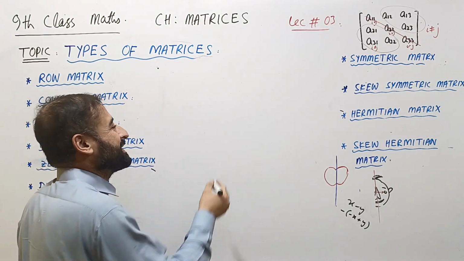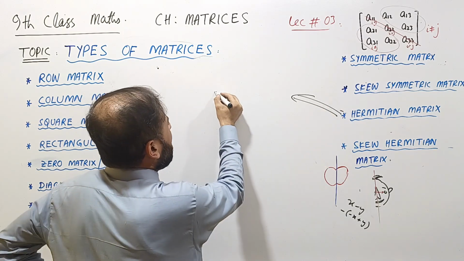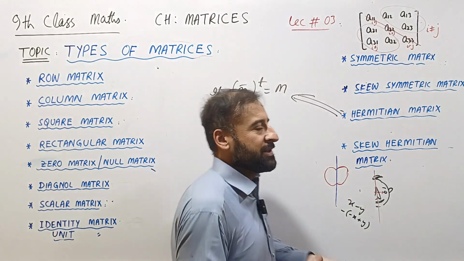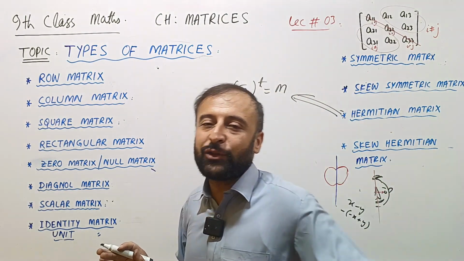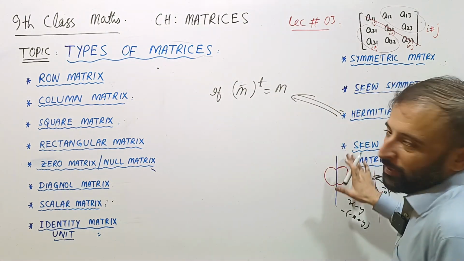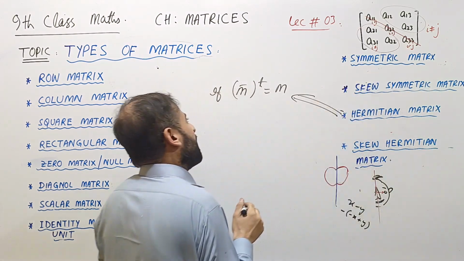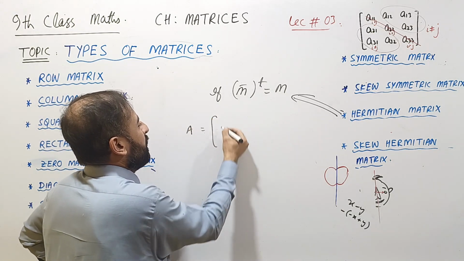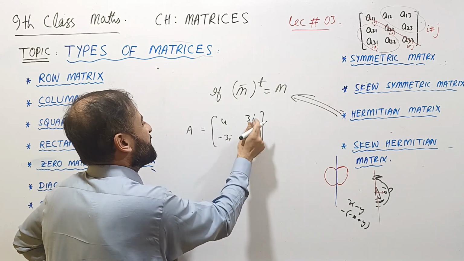Students, Hermitian matrix is that matrix, straightforward, I write: if M conjugate whole transpose is equal to M. Conjugate means changing the sign of those parts which contain iota. If you have gone through iota, imaginary numbers, then it's okay. If not, then you leave these two topics. You just understand the topics up to this point. If M conjugate whole transpose is equal to M, then it will be called a Hermitian matrix, like this matrix: 4, 3 iota, minus 3 iota, minus 5.